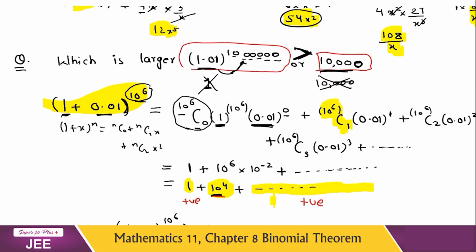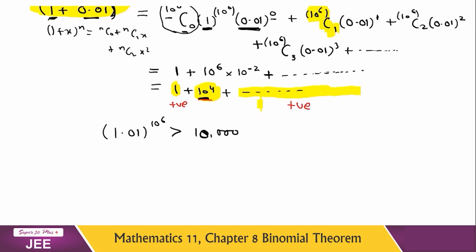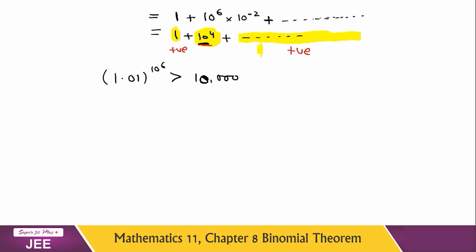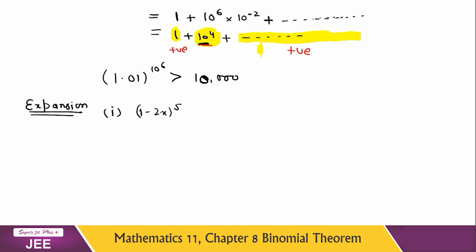Try to think analytically. Now I am giving you some very small questions so that you can attempt them on your own, just for your practice. You have to write down the expansion of (1 minus 2x) raised to the power 5. How many terms will be there? There will be 6 terms in its expansion.